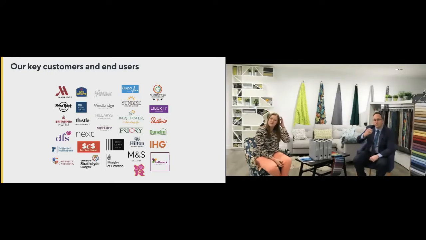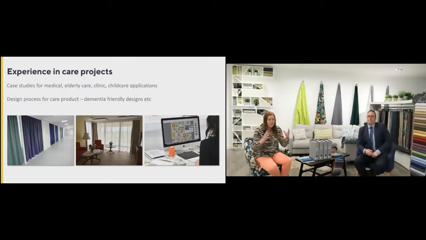So in terms of care projects, when we were marketing this session, we did point out that by care, what we mean is quite broad. We've been used a lot in the past for elderly care style, assisted living projects, but under the bracket of care, we also include things like childcare, schools potentially, healthcare, which might be from hospitals to clinics.